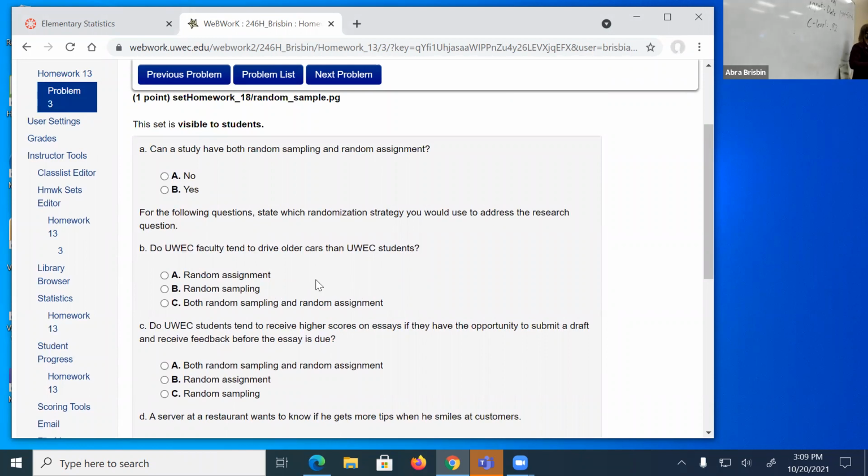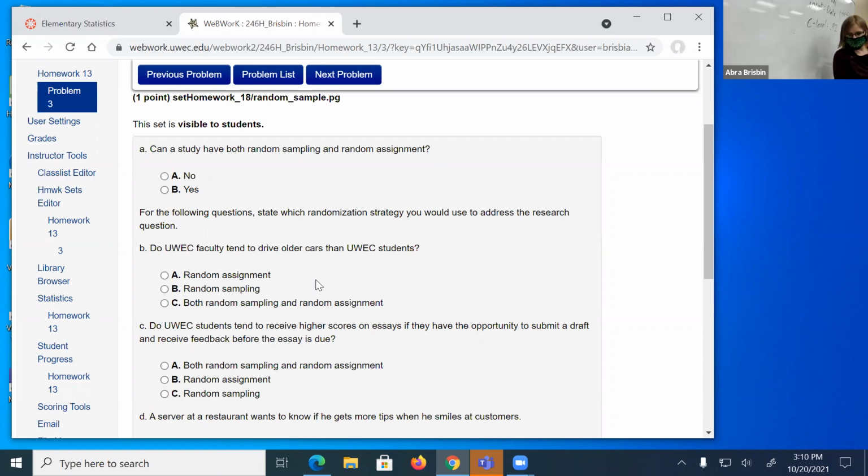So random sampling refers to how you get the observational units that are part of your sample. So how you get the people that you're surveying, or the rats that you're weighing, or whatever it is. Random assignment refers to how you assign people to, say, a treatment or a placebo group. So values of the explanatory variable. So you certainly can have both of those, or just one of them, or neither of them in a particular study.